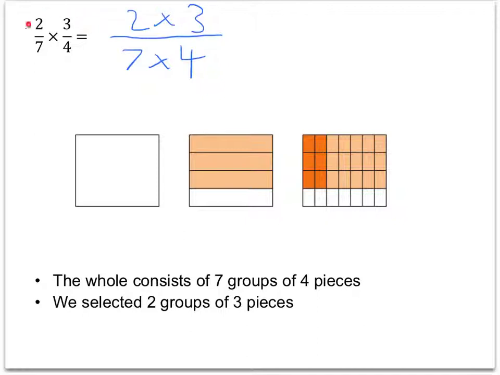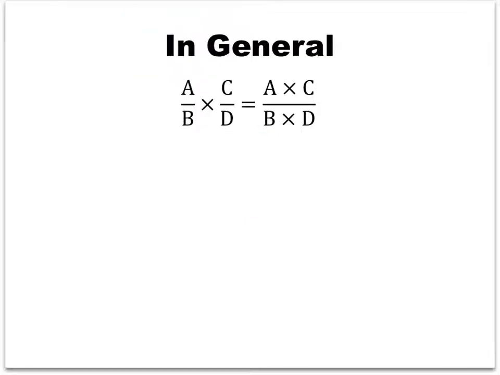Notice what we did here. To multiply these 2 fractions, in the end we simply multiplied the numerators, 2 and 3. We multiplied the denominators, 7 and 4, and we're all done. So let's summarize this example. In general, to multiply fractions, we simply multiply the numerators, a times c, multiply the denominators, b times d, and we're all done. So that's the algorithm for how to multiply fractions. Our previous examples justify why that algorithm works.